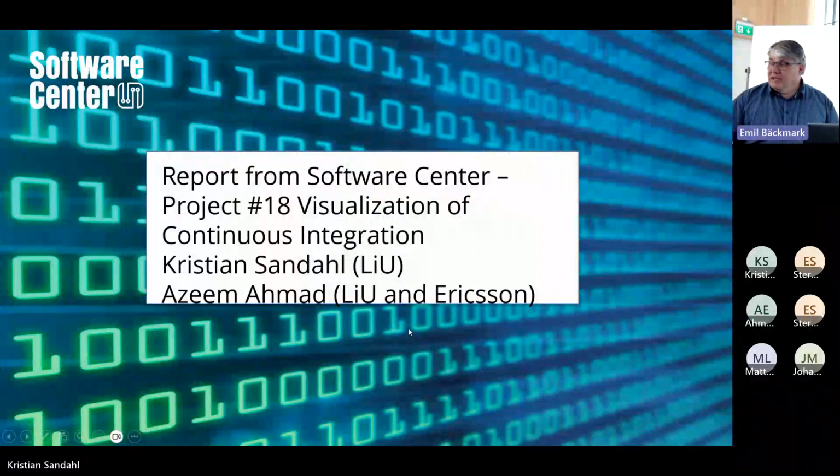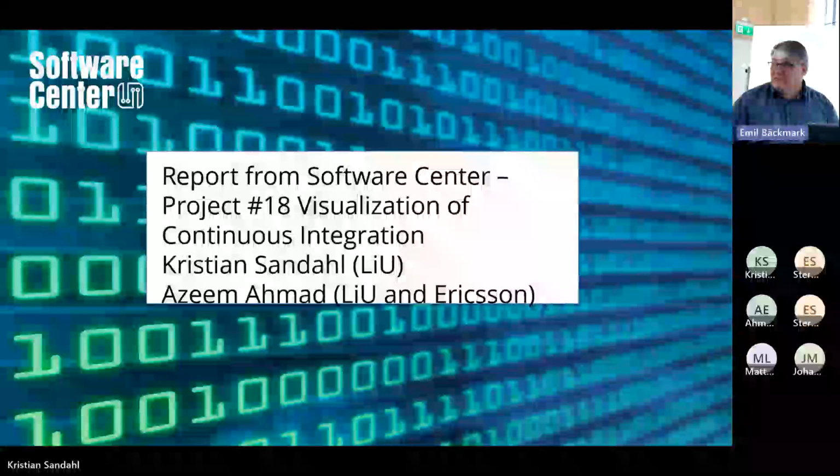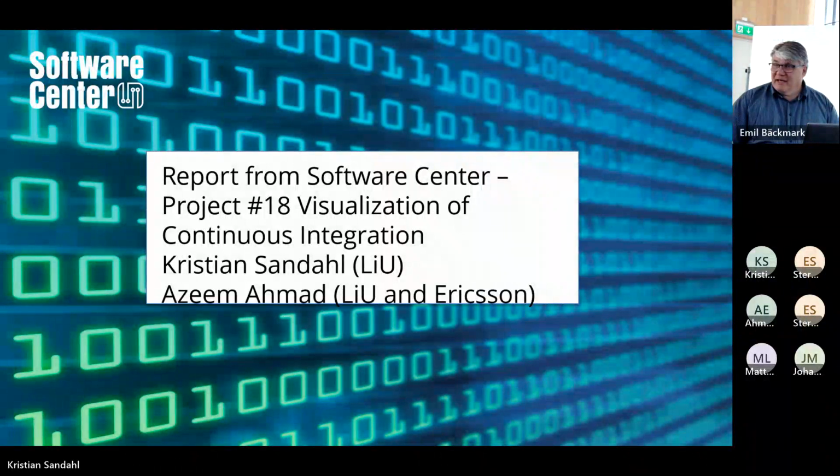Great to be here. I'm from Software Center, a research consortium of about 14 companies and 5 universities, mostly in Sweden, but we also have companies from Denmark and Germany. We have different themes where we do our research, and within the themes there are projects. One of the projects we are running is called Project 18, Visualization of Continuous Integration.